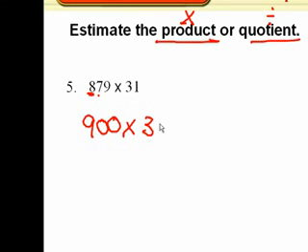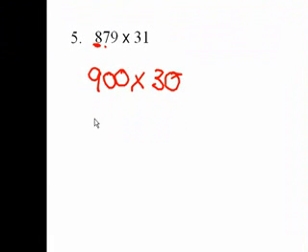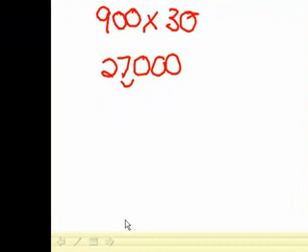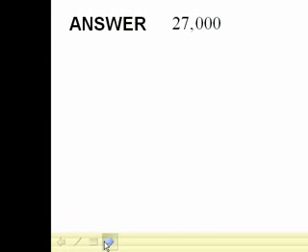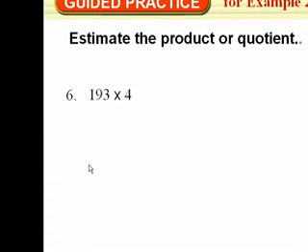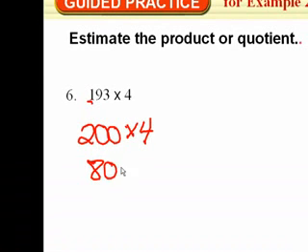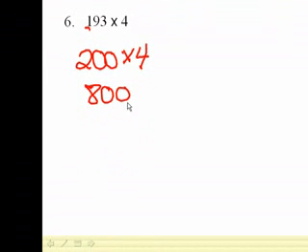31, that's easy to round, rounds to 30. And the nice thing about multiplying is you multiply the non-zero numbers. 9 times 3 is 27, and add 3 zeros. So 879 times 31, the estimated product, is 27,000. So we have another product problem right here, 193 times 4. So we look at that 1. We're rounding that leading digit. The 9 tells it to go up. That's 200 times 4. 2 times 4 is 8. Add 2 zeros. We got 800. That works out great.